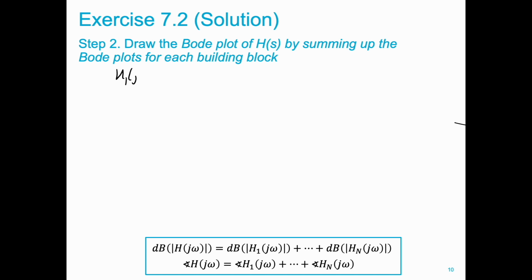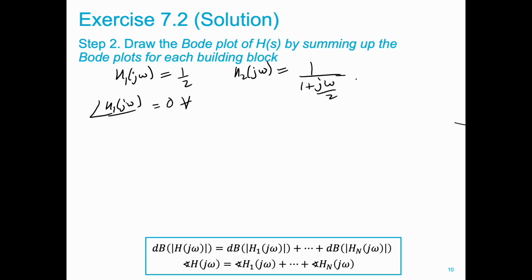So H1(jω) in this example is 1/2 and H2(jω) equals 1 over 1 plus jω over 2, right? Now the phase of H1(jω) is 0 for all ω, right? Because the phase of 1/2 is simply 0. Why? Because 1/2 is a positive real number, right? And let's take a look at the phase sketch for H2(jω).